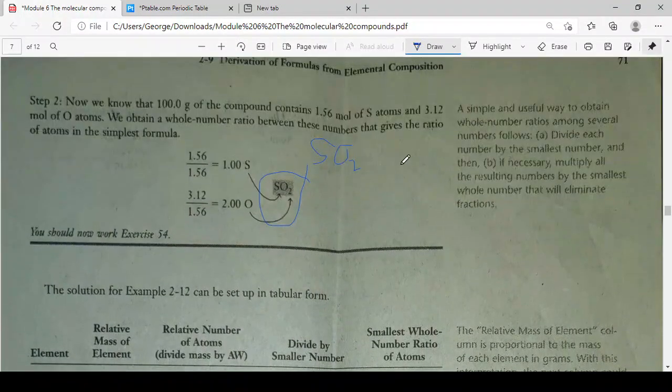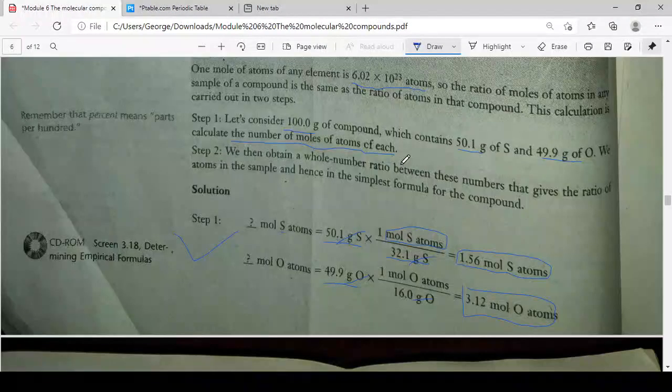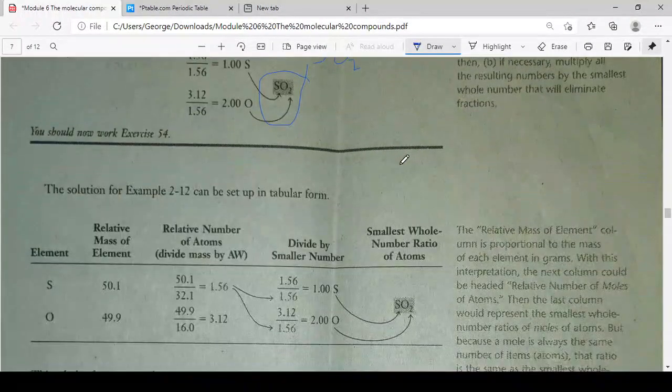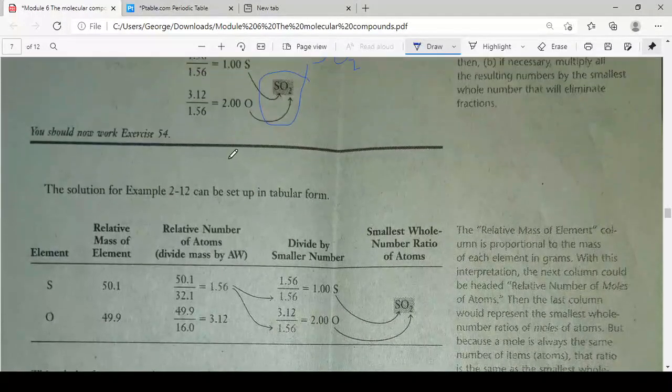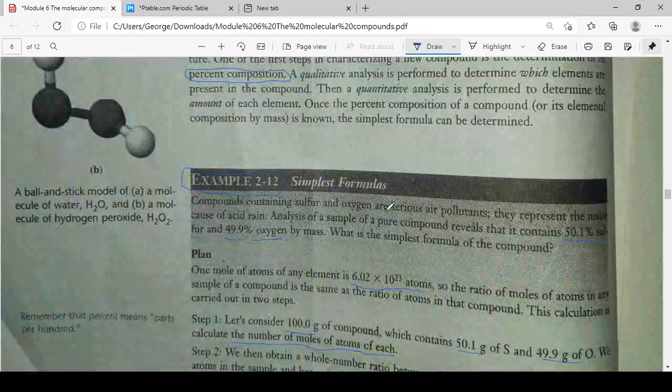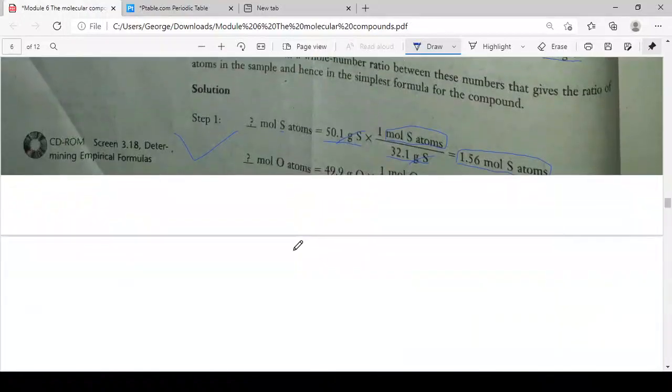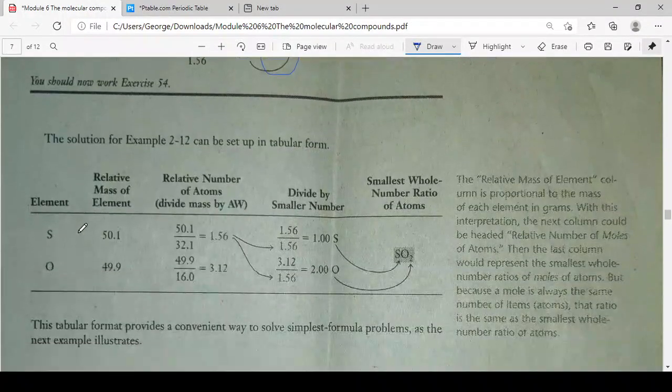So, kids, that is the clearest way for us to solve it. Or you can use a tabular form in order to solve your simplest formula. Here, I put S and O because in our problem you have sulfur and oxygen. Am I right? We put S and O here. Next, what is given in the problem is 50.1 grams for sulfur and 49.9 grams for oxygen.